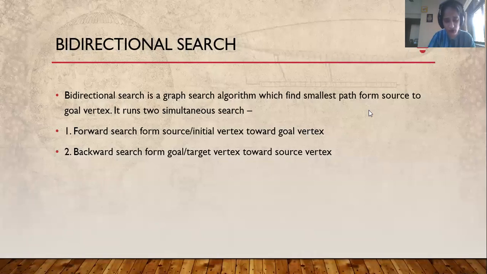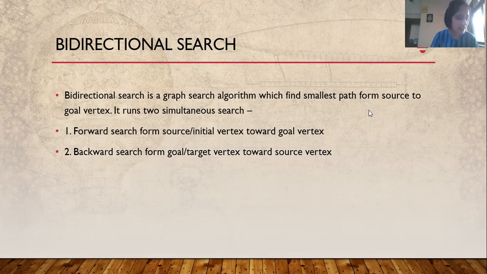Why is it different? Because breadth first search, depth first search, and IDDFS were all performing the search only towards one path. They started from the source and moved ahead because they were not sure where the goal state is, and they had to just keep moving ahead and ahead. But in bidirectional search, there is one search known as the forward search, which starts from the source and moves towards the goal state. The second is the backward search, which starts from the goal and moves towards the source vertex.